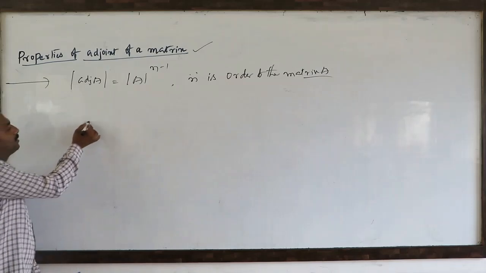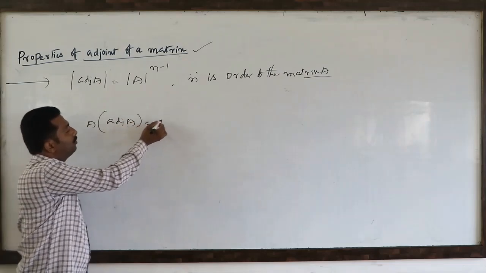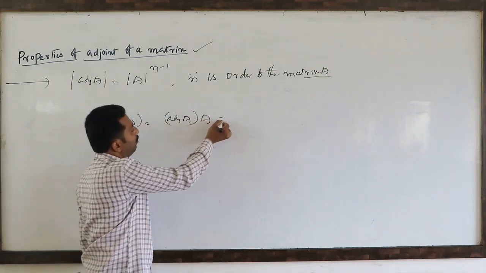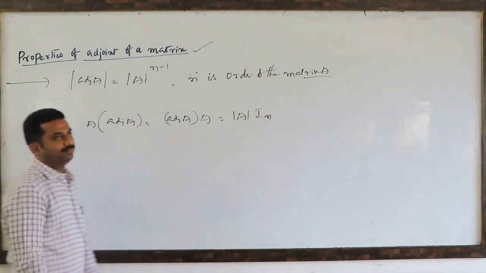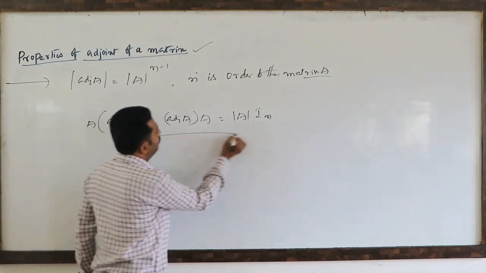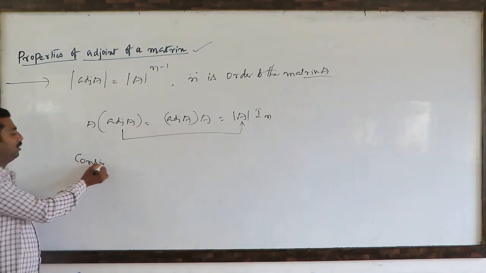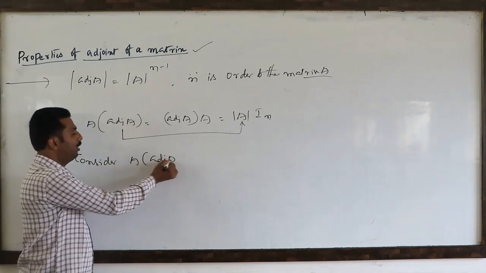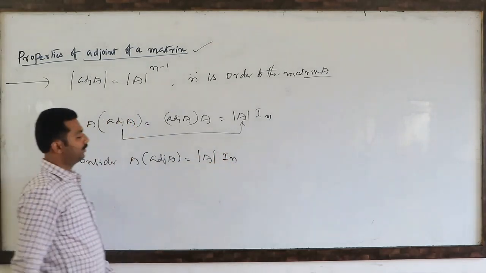Last class we discussed the theorem: A into adjoint of A equals adjoint of A into A equals det A into In. We are considering any one of these two. Suppose I take the first one: A into adjoint of A equals determinant of A into In.